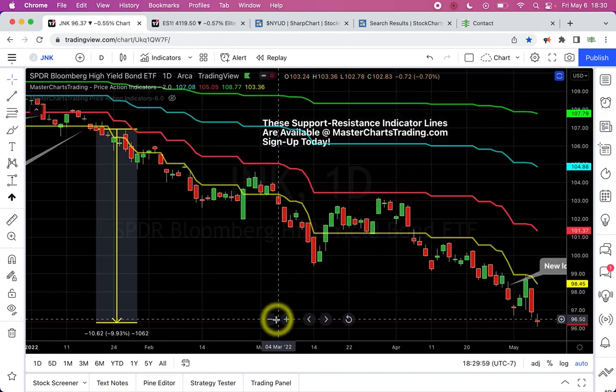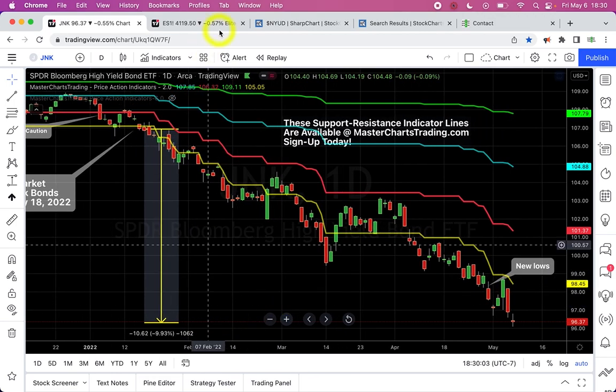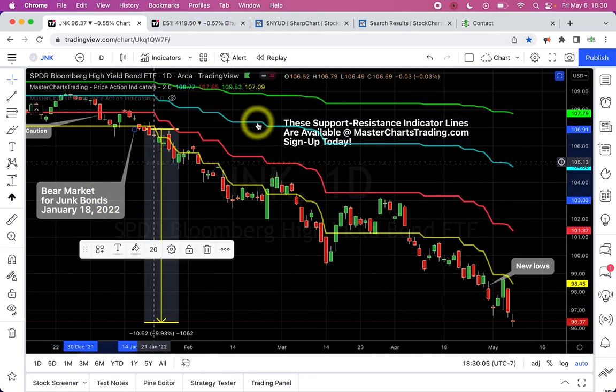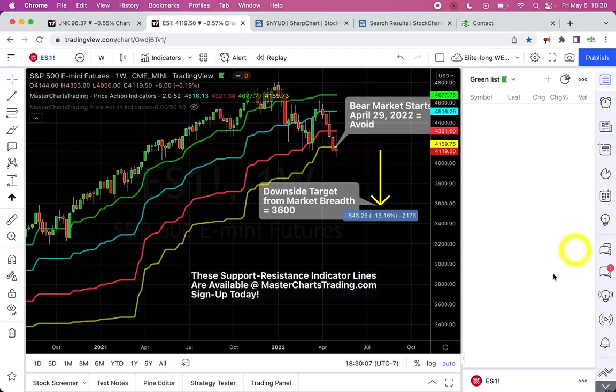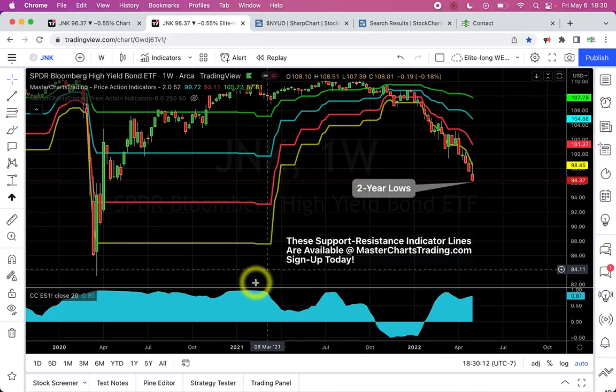Alright, junk debt. So high yield bonds, as I never get tired of explaining, have a high degree of correlation to the S&P 500. So let's look at junk debt. Here's JNK on the weekly time frame.